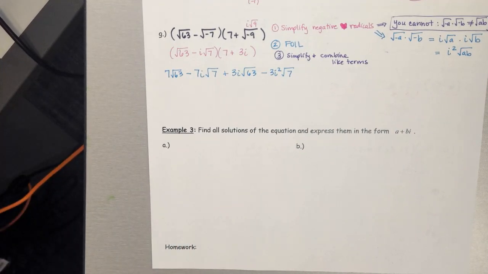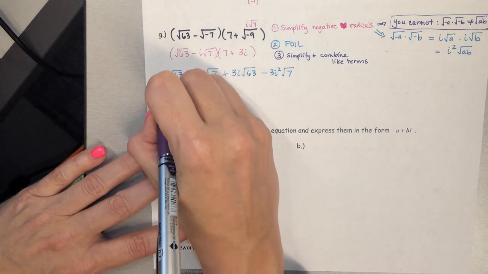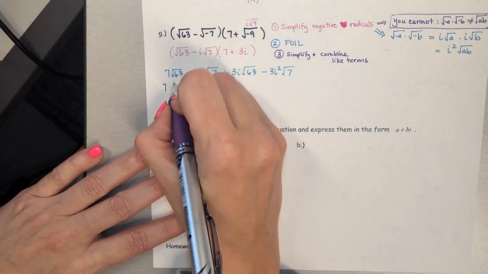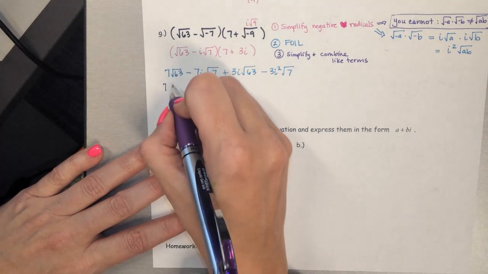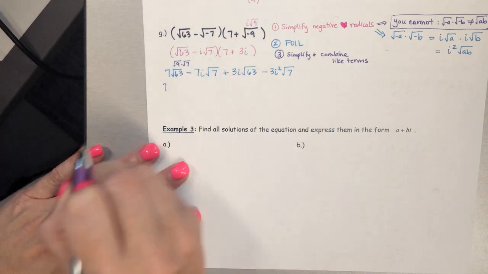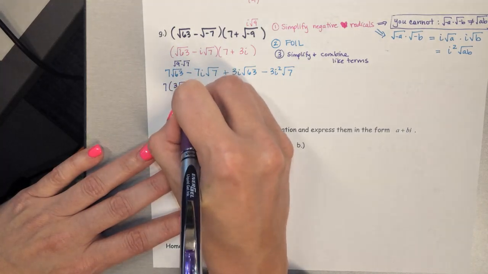Okay, so I have to simplify the square root of 63. Most of you know what the perfect square is in 63. What is it? 9. Okay, so this is root 9 times root 7. 9 times 7 is 63. So we're just going to write this as 3 root 7.